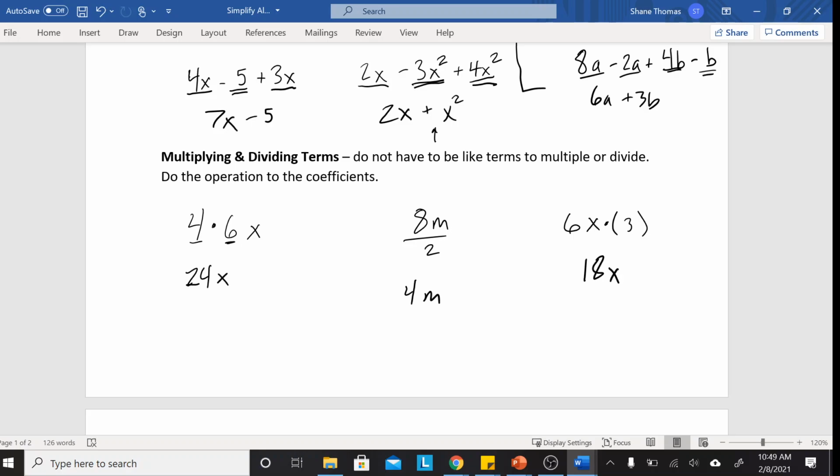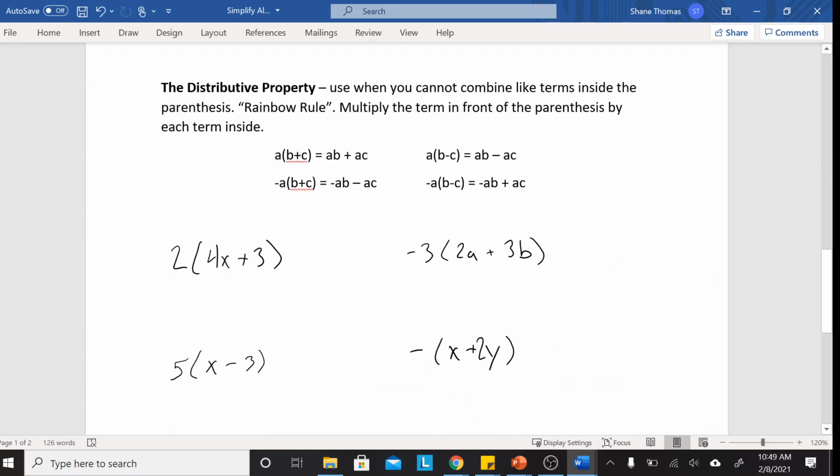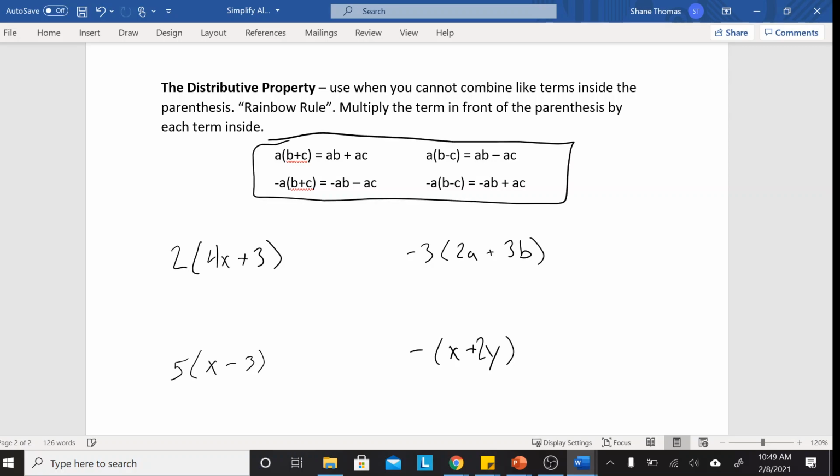We got one more thing to do here. Last thing we need to do is something called the distributive property. I'm sure you did this in Algebra 1 because chances are I probably taught you this one. So the distributive property, you have to use this when you cannot combine like terms inside a set of parentheses. We called it the rainbow rule a lot. What you want to do is multiply the term in front of the parentheses by each term on the inside.